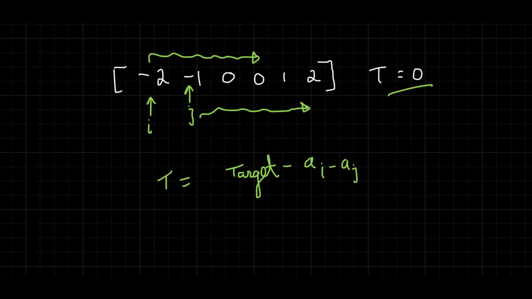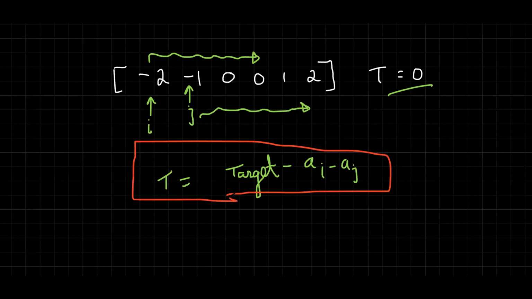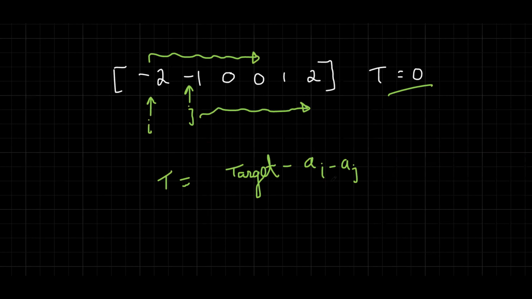Now, so far so good. We have to find this value for each of the corresponding i and j. So how can we find it? Here, to find this value, we have to take another 2 pointers.